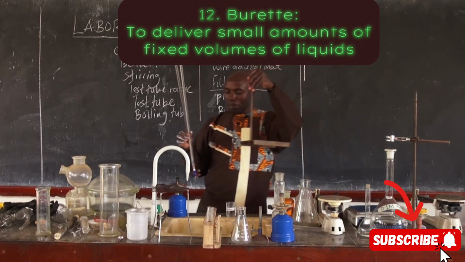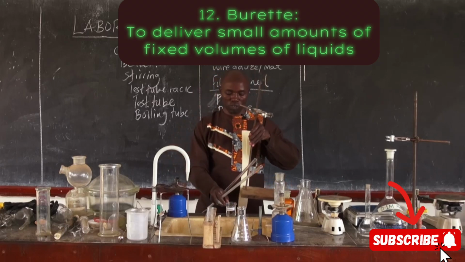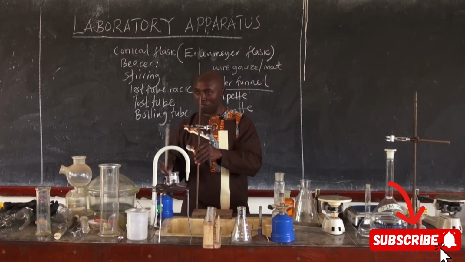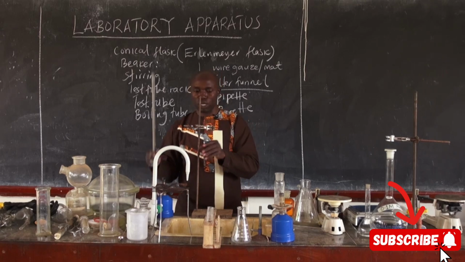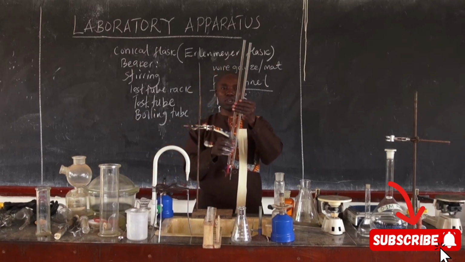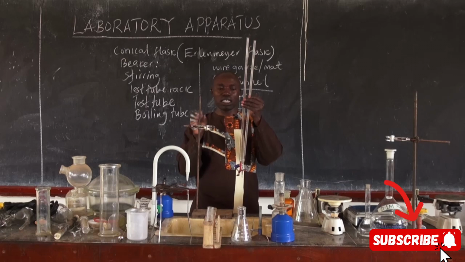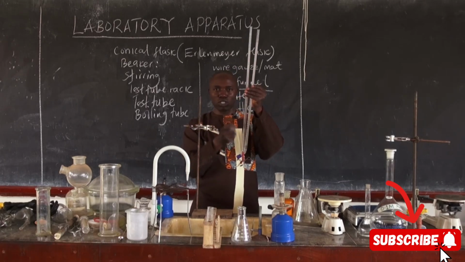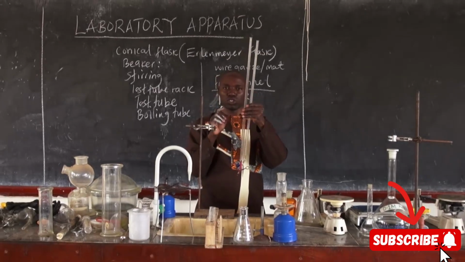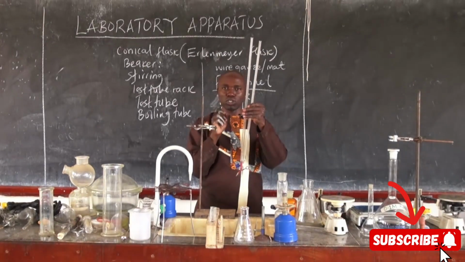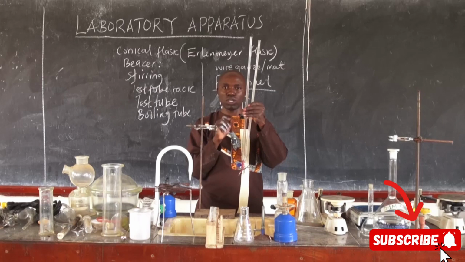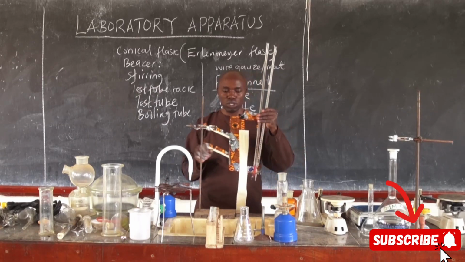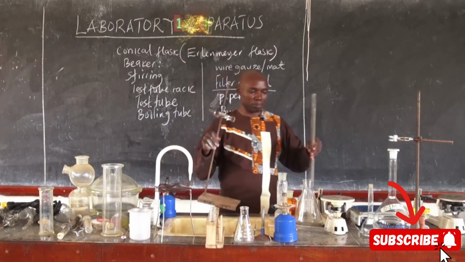Burettes are also used for other purposes such as measuring volumes of gases and measuring volumes of liquids, and they are fairly accurate. So we can incline a burette on a retort stand, then place the liquid you want to use, then deliver the fixed amounts that we want. So a burette is used to deliver small amounts of the required volumes. So that is our burette here.